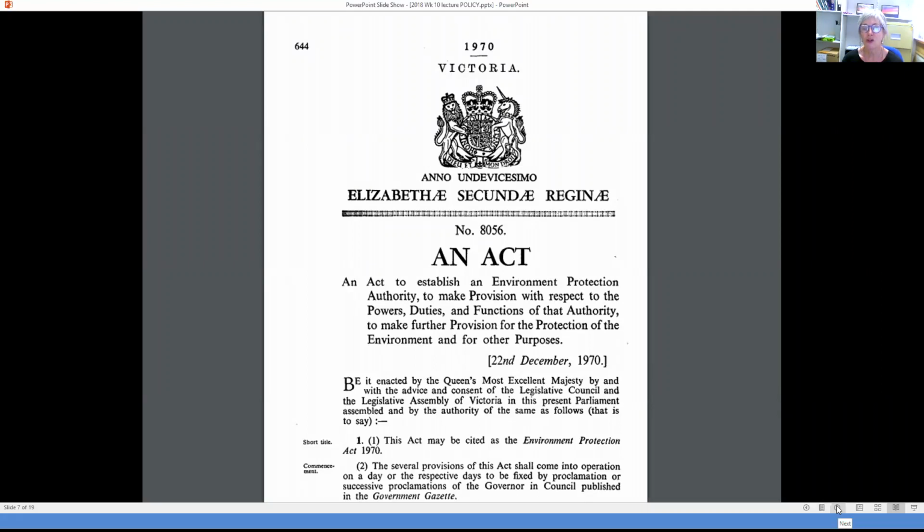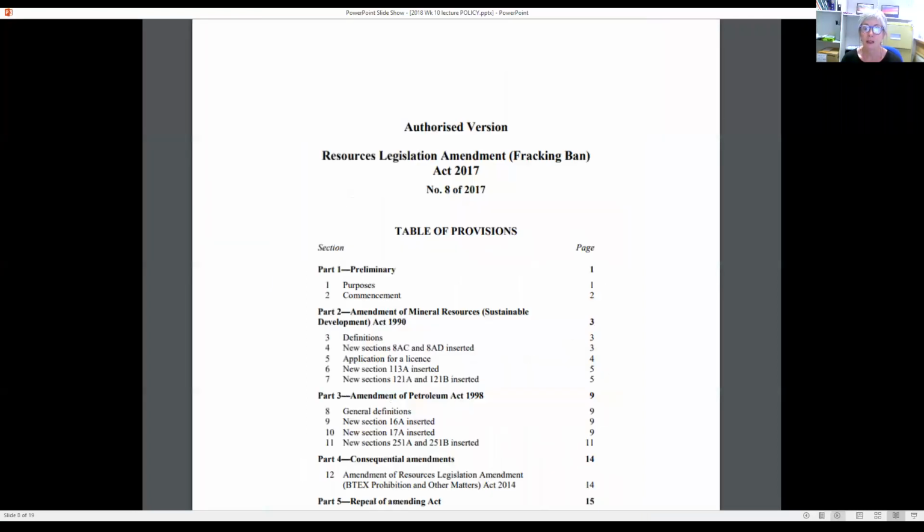So this just shows you that the EPA has authority to protect workers, and it develops policy around environmental standards. I've put this example up. This is the fracking ban in Victoria. Victoria is the only state that has such a ban, and it is a law.